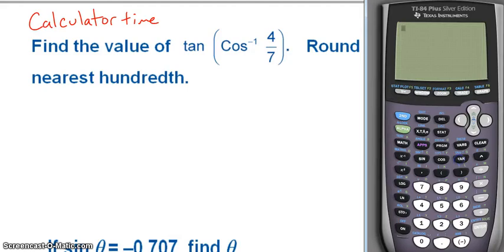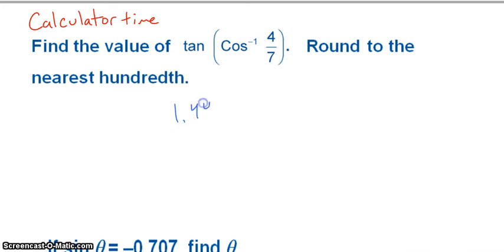So I want the tangent of inverse cosine 4/7. So I get about 1.44. And that would be my answer. I get it straight from the calculator. I just have to make sure my calculator is in degrees. I don't have to convert that to radians. It just is what it is.